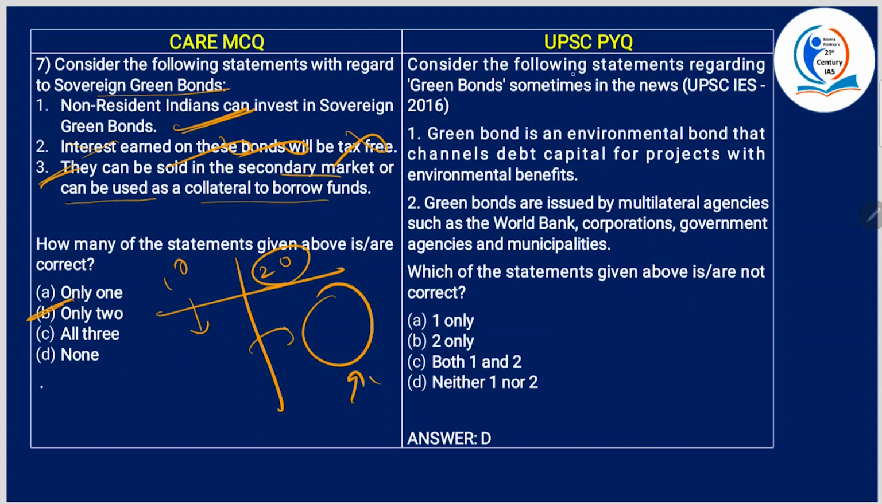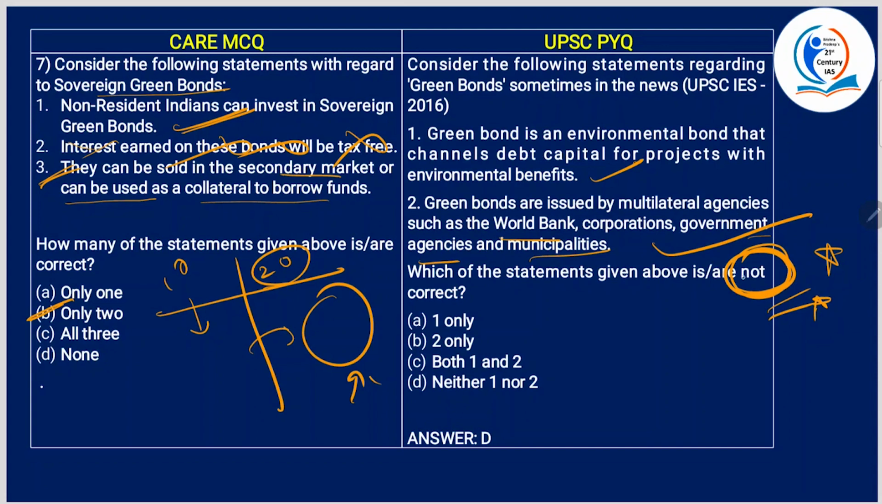Now, consider the following statements regarding green bonds. Sometimes in the news, green bond is an environmental bond that channels debt capital for projects with environmental benefits. Yes, this is correct. We just saw in the basics part, green bonds are issued by multilateral agencies such as World Bank, corporations, governments, agencies and municipalities. Which of the following statements given above are not correct? Oh my god, see this? Not correct. So, be very careful with this trap.